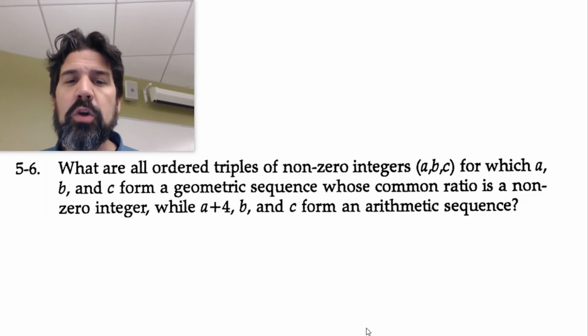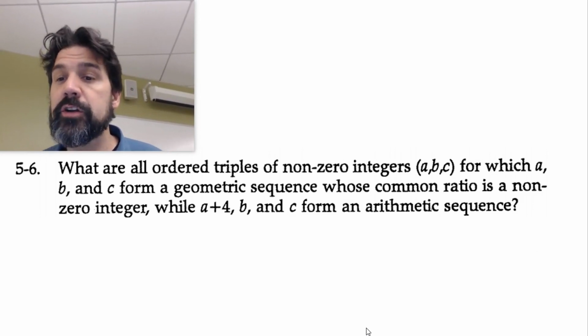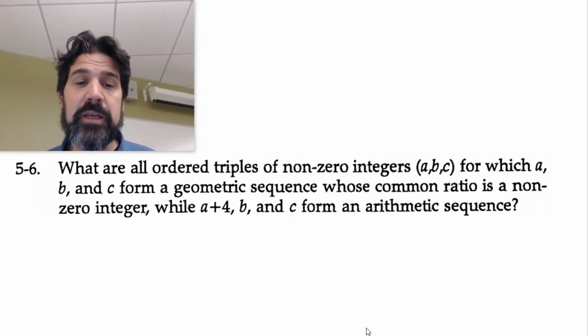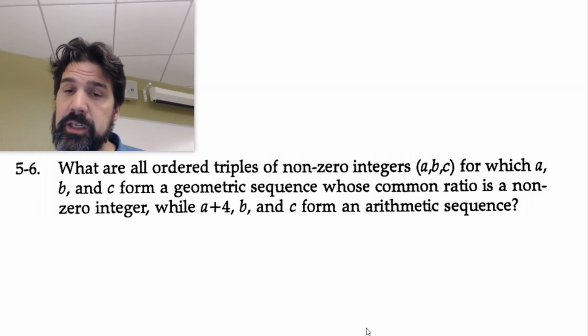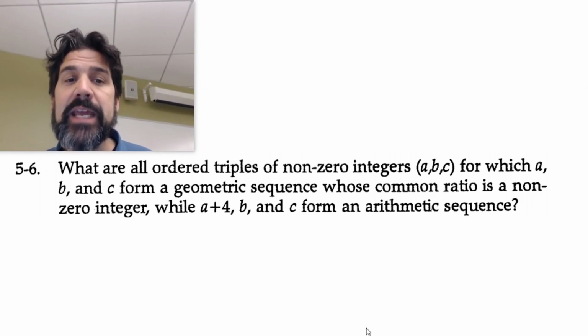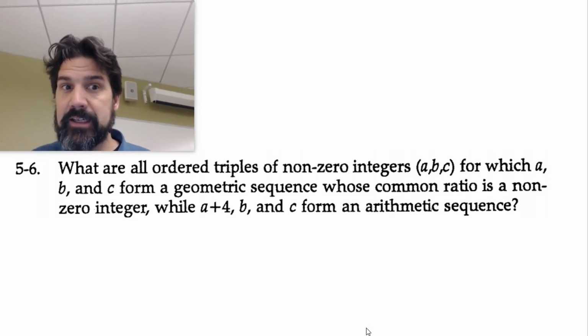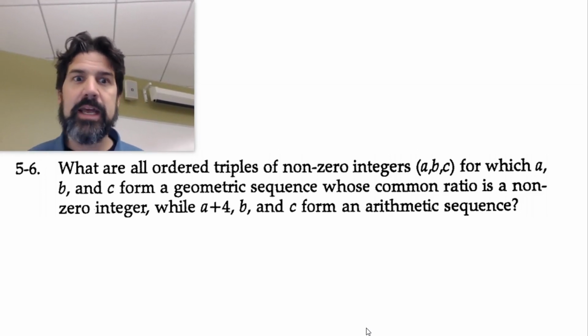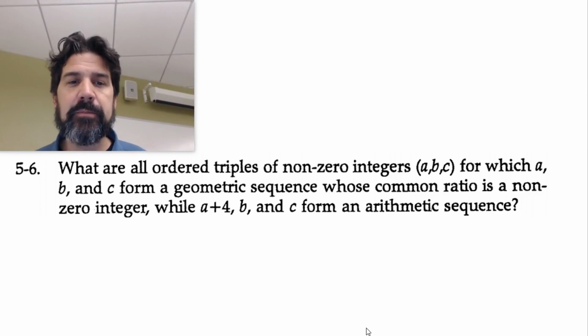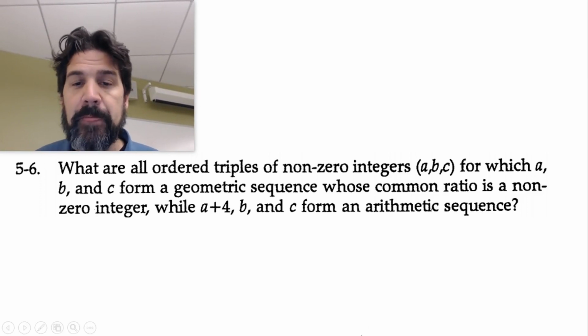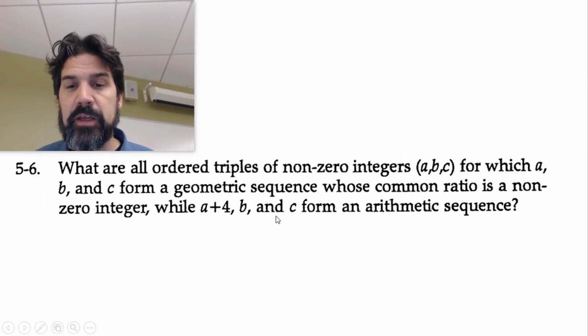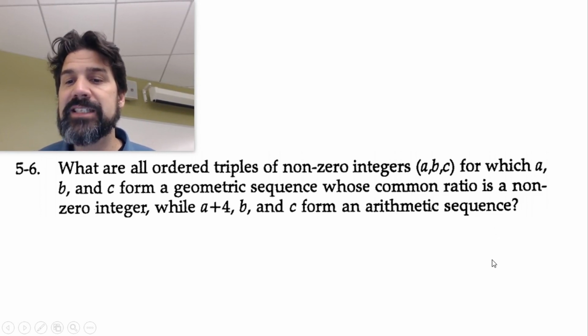What are all ordered pairs of non-zero integers a, b, c for which a, b, and c form a geometric sequence whose common ratio is a non-zero integer? Make sure you read that clearly. R can't just be any old fraction. It has to be a non-zero integer. And a plus 4, comma b, comma c form an arithmetic sequence.